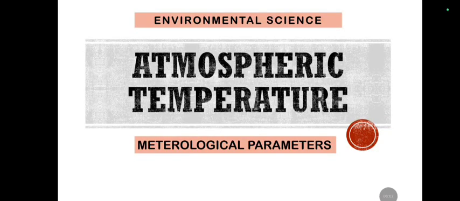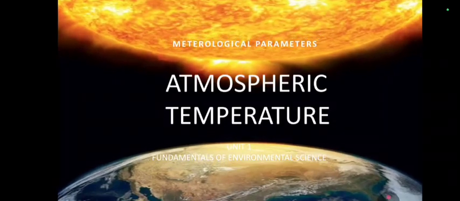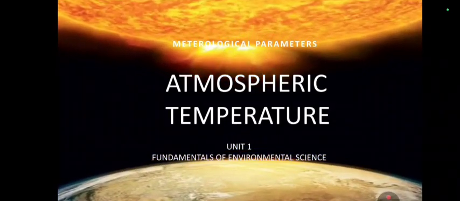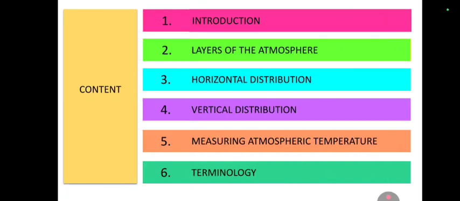Hello everyone. Today we are going to discuss atmospheric temperature, which is one of the important meteorological parameters. The content we are going to study is first, what is atmospheric temperature, what are the different layers of the atmosphere and how atmospheric temperature changes in it, what is horizontal distribution and vertical distribution, how we are going to measure atmospheric temperature and certain terminology related to the atmospheric temperature. So without further delay, let's start the topic.